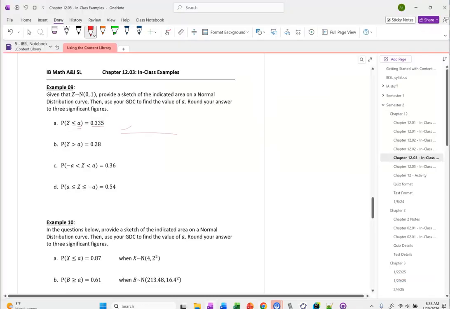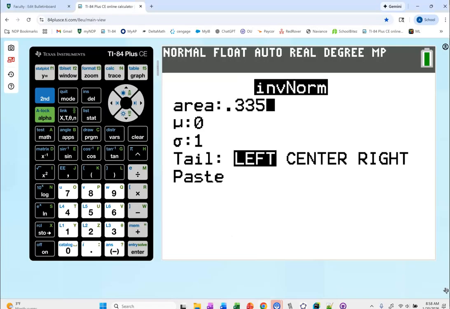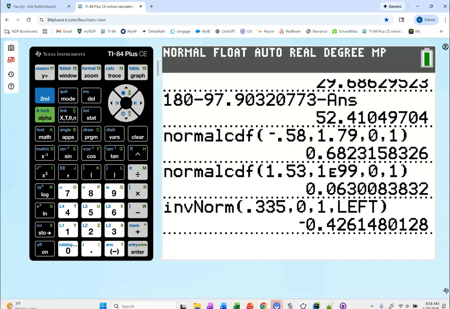So if I think about this, we have A here, and because it's less than A, we're going which direction? So we want a left tail. So my value for A should be negative 0.426, rounded to 3 sig figs.